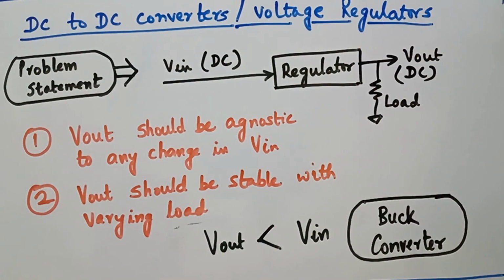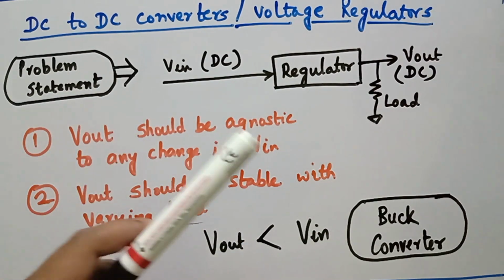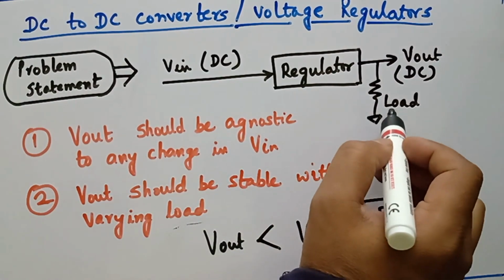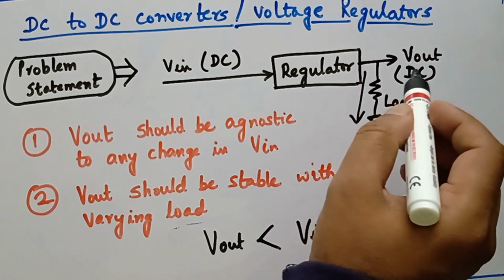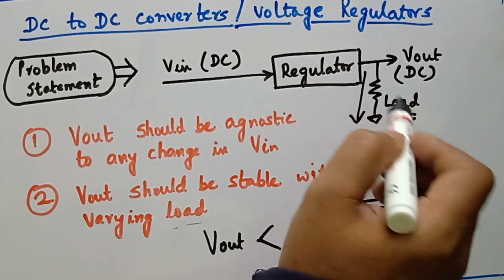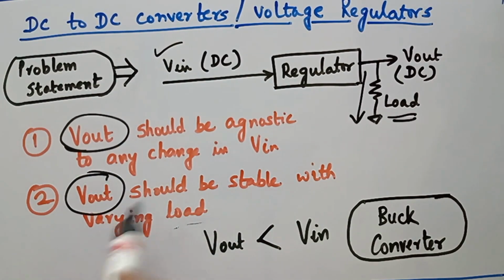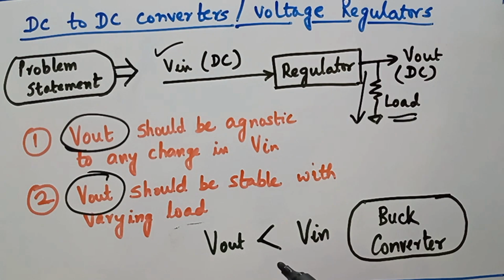But before we start, let us first try to understand the basic characteristics, or the basic requirements, of a voltage regulator. Number one, Vout, the output voltage, should be agnostic of any changes in the Vin. That means with variations of input voltage Vin, the output voltage should be steady and constant. And secondly, Vout should be stable with varying load. So in case the load varies and draws more current, Vout should not be altered and should be stable in such conditions. So Vout should be independent of Vin, and Vout should be stable with changes in the load resistance. We will concentrate in this discussion on scenarios where Vout is less than Vin, and these are basically known as buck converters.